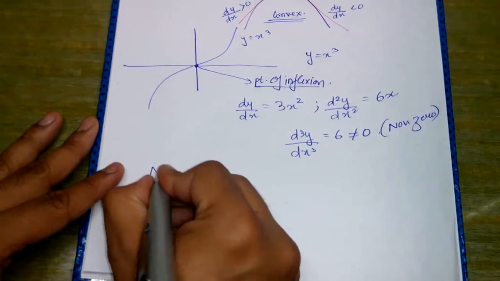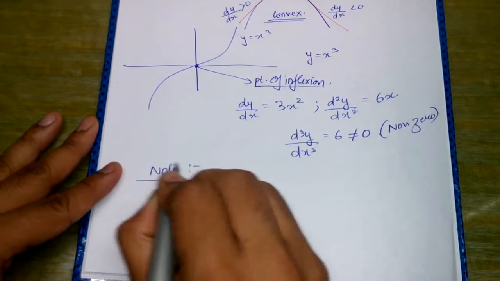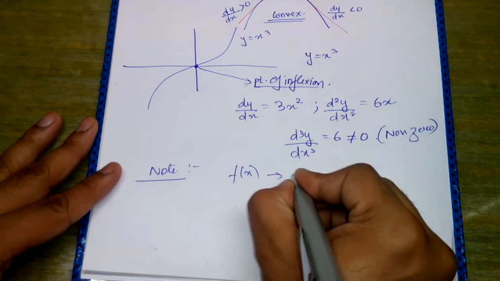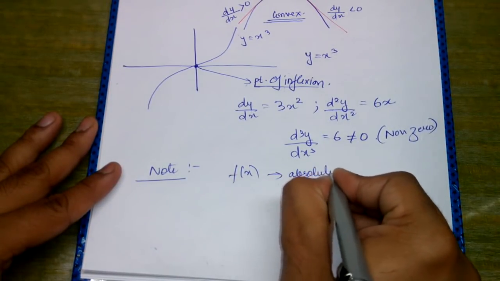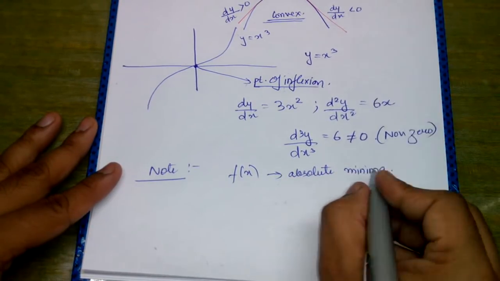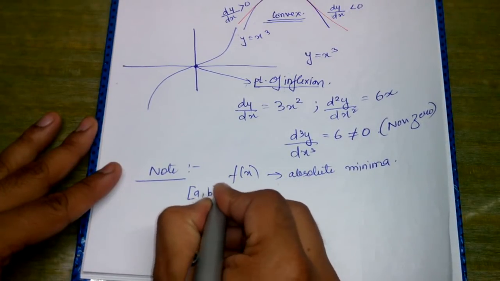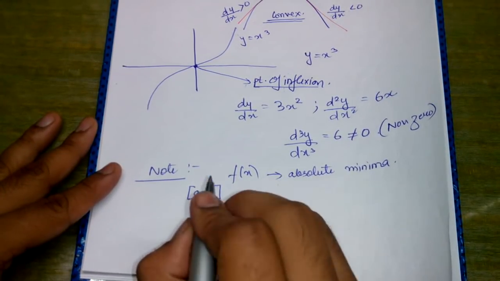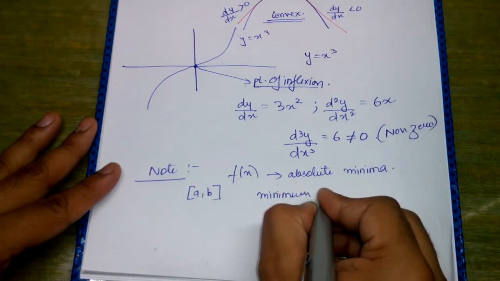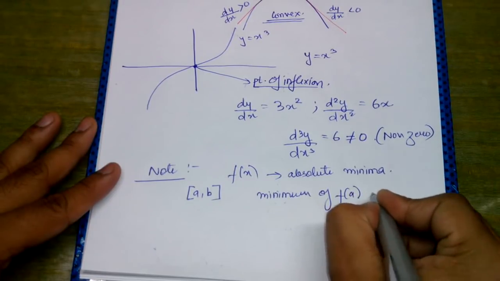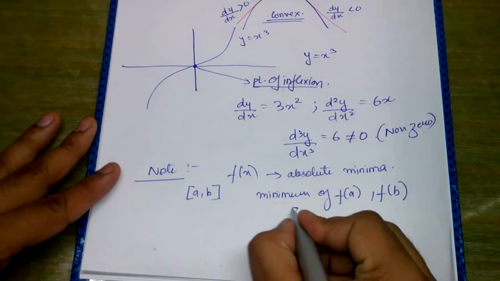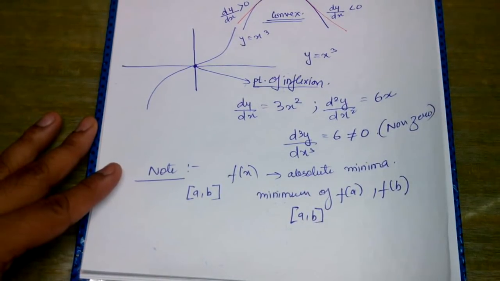Now there are some important note points, and the first important note point is the absolute minima of f of x. The absolute minima of f of x in the interval of a comma b, that is the closed interval of a comma b, is defined as the minimum of f of a, f of b and all its relative minimas in the interval of closed a to b.